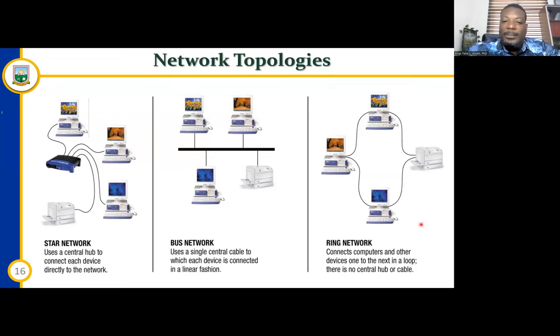After I talked about the ring topology, this is how the ring topology looks like. Ring. That's like a ring. So it connects computers and other devices, one to the next in a loop. So you can see it goes in the loop. There is no central hub or cable, which is helping in the transmission.